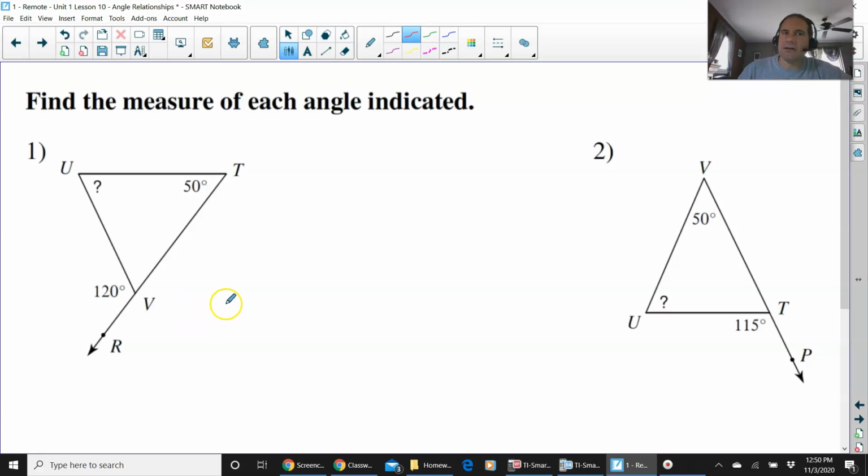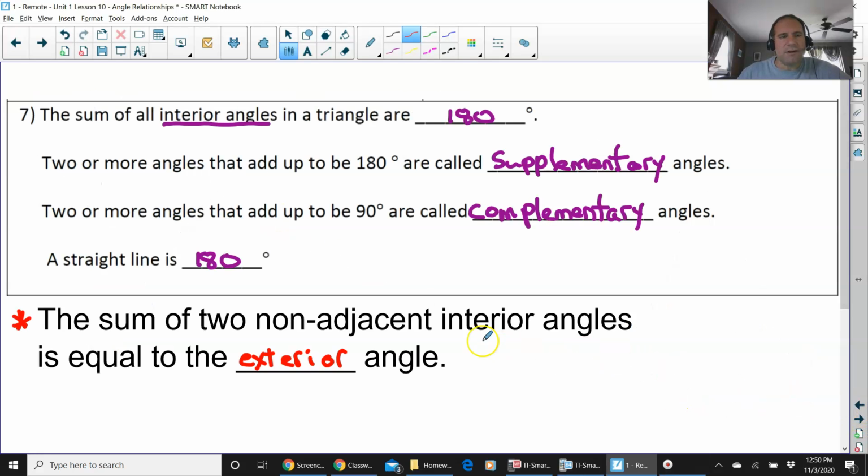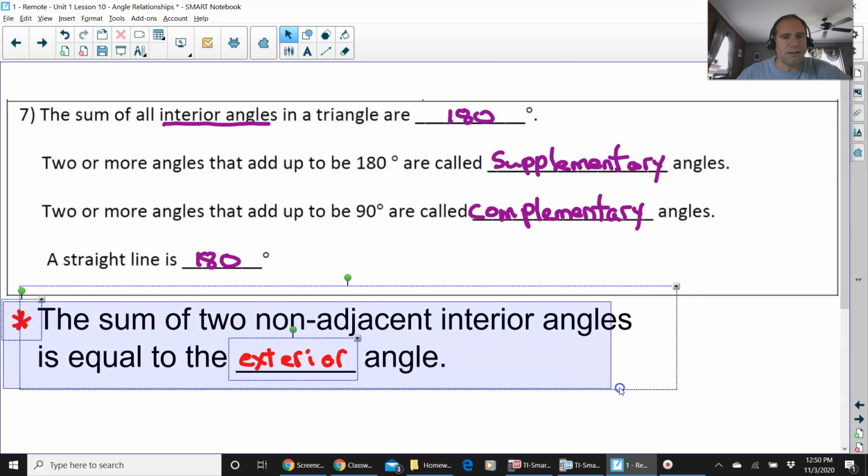Okay, so here we go. Remember that the sum of the two non-adjacent angles is equal to the exterior angle. Try to go ahead and do number 1 and 2. Press pause and try the problems now. So number 1 and 2, basically what I said on this page right here, this most important thing right here.